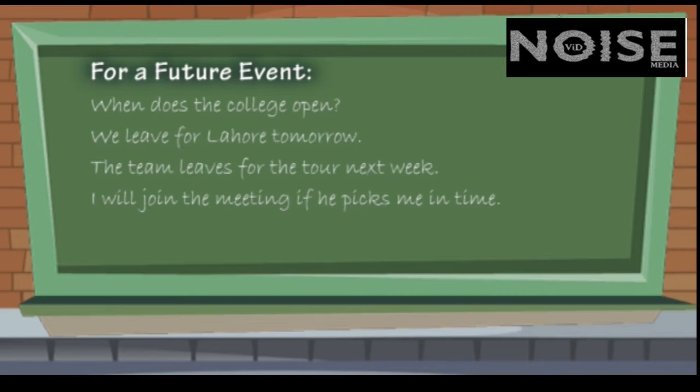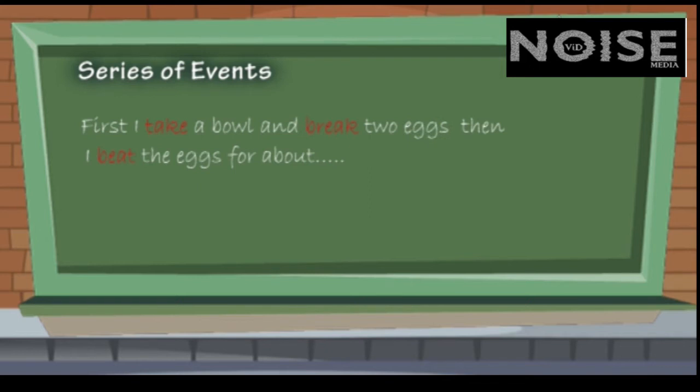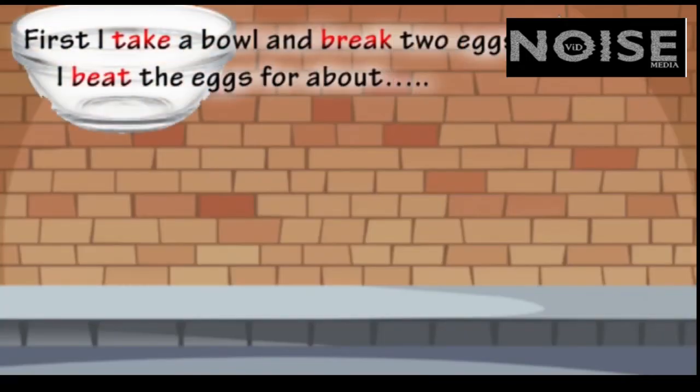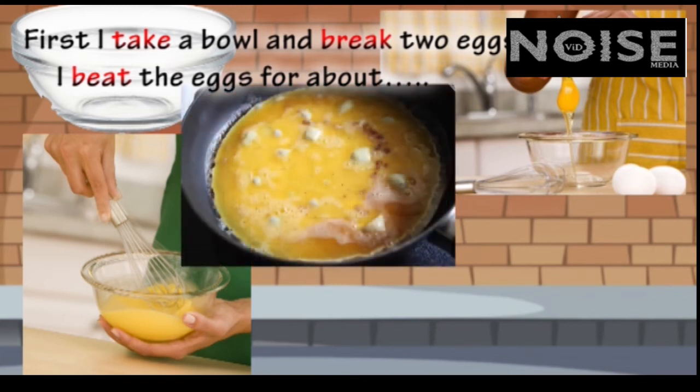And sometimes, there are different actions taking place at the same time or one after the other. In such a situation, we also use this tense. For example, first, I take a bowl and break 2 eggs. Then I beat the eggs for a bout. First I take. Take is a verb, a bowl, and break, second verb, and then I beat, and so on. In this way, there are different actions or series of action, one after the other.